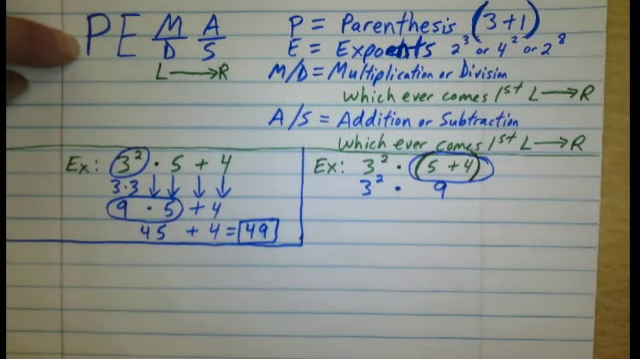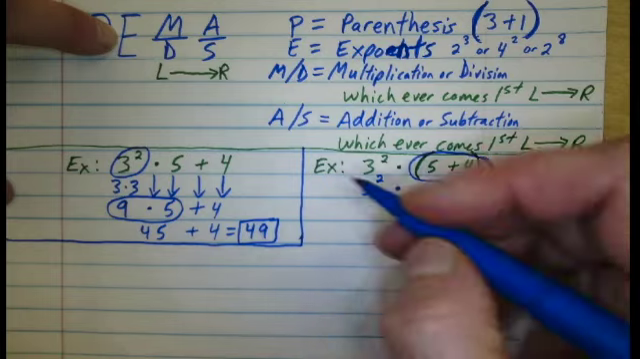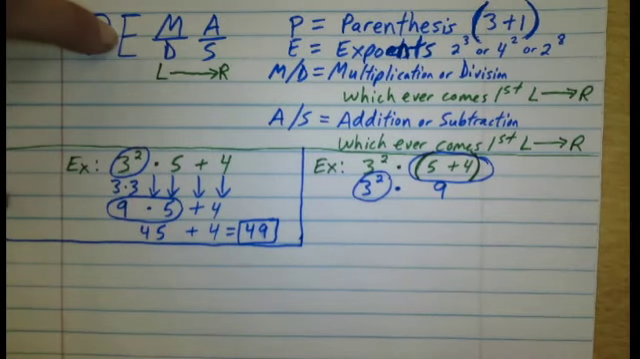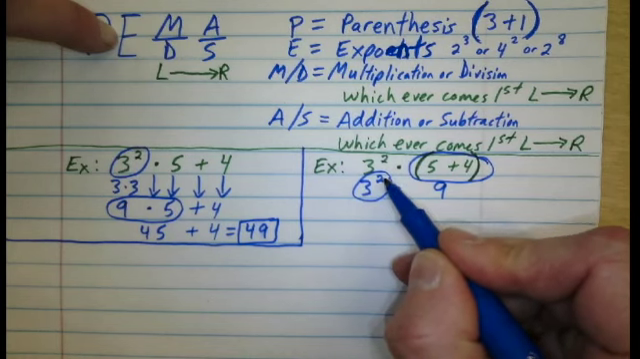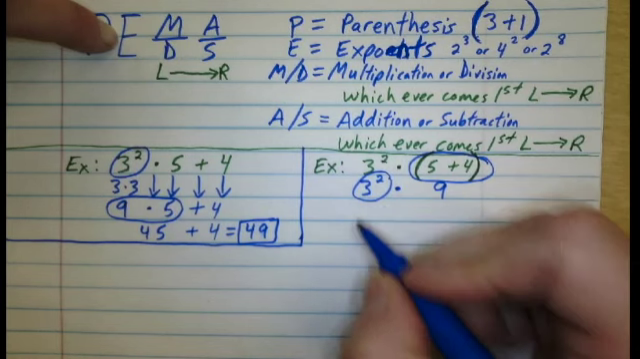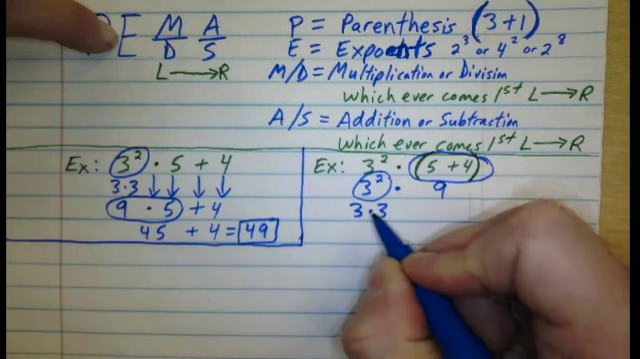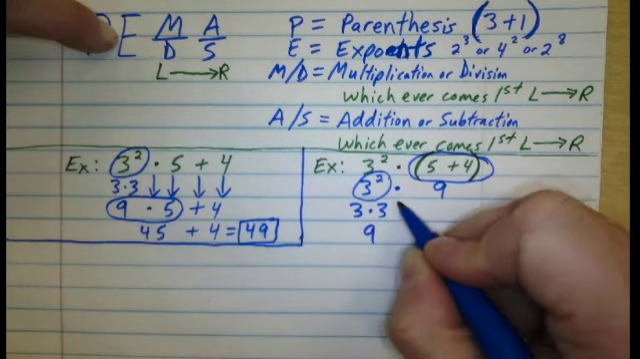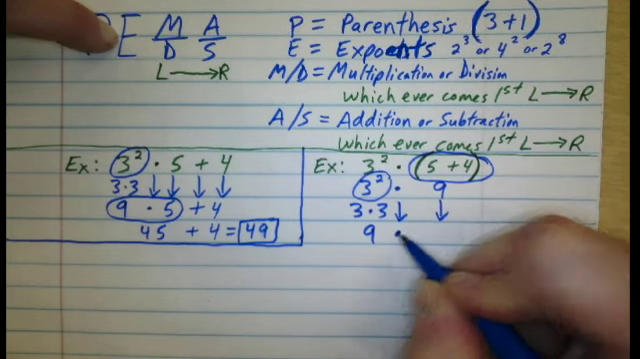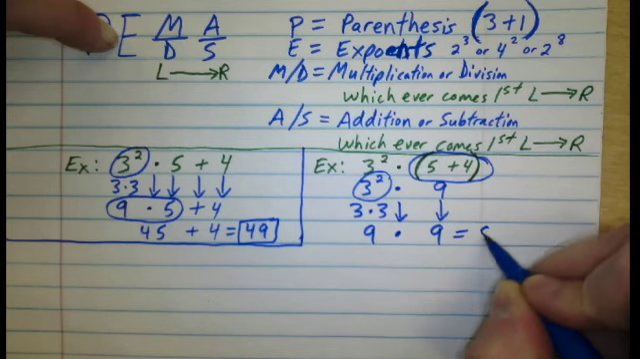So next, I look for exponents. Do I have exponents? Yes, I do. I would like you to circle it. So 3 squared means 3 times 3. Remember, not 3 times 2. The 2 tells us how many times we take the base times the base. 3 times 3 actually gives us 9. So then I would bring down the sign and bring down the number. 9 times 9 at the end gives us 81.